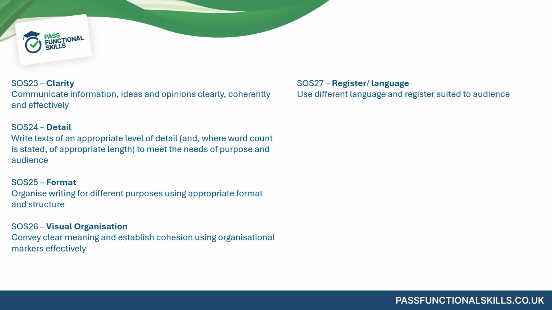Next we've got register and language. So this mainly refers to the level of formality in your writing. So making sure that you know whether your audience requires formal language or more informal language. This might also depend on the text type as well. So if you're writing a leaflet, you might be able to be a little bit more informal than if you're writing a letter or a report. But make sure that you look at the audience and the purpose to decide the level of formality that you need to use in your writing.